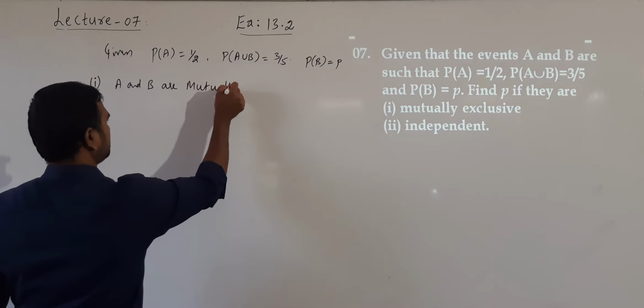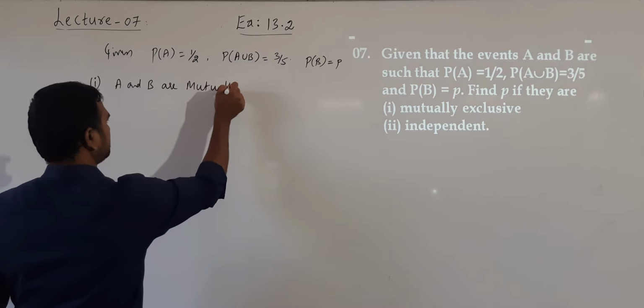From this we can find the p value: 3 by 5 minus 1 by 2, which is 6 minus 5 by 10. So the required p value is 1 by 10, under the condition that they are mutually exclusive events.